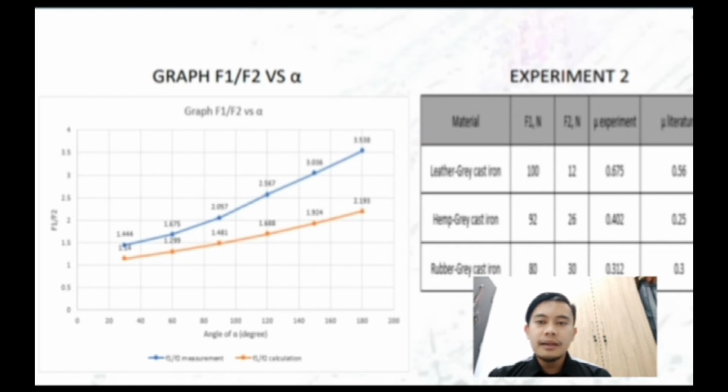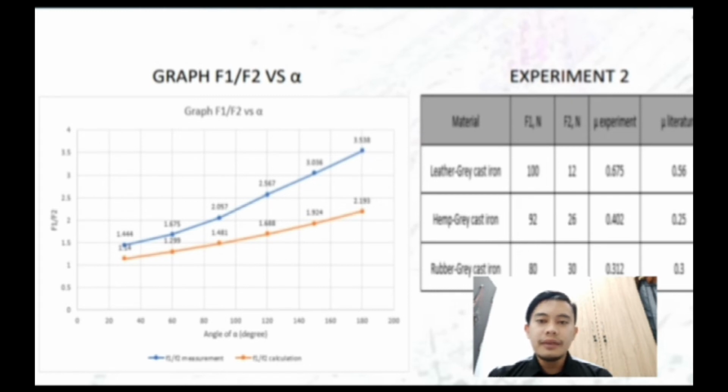The second material is hemp on grey cast iron. F1 and F2 have the values 92 Newton and 26 Newton respectively, where the coefficient of friction is 0.402, compared to the literature value of 0.25.